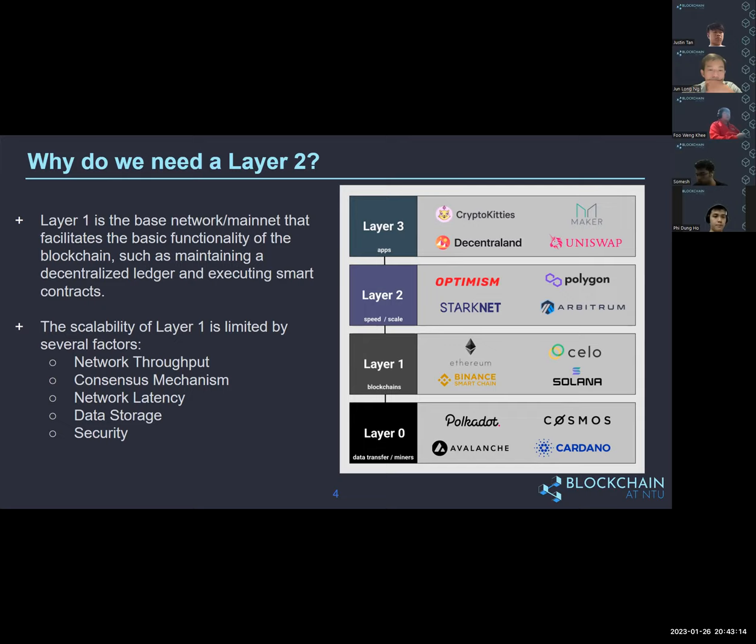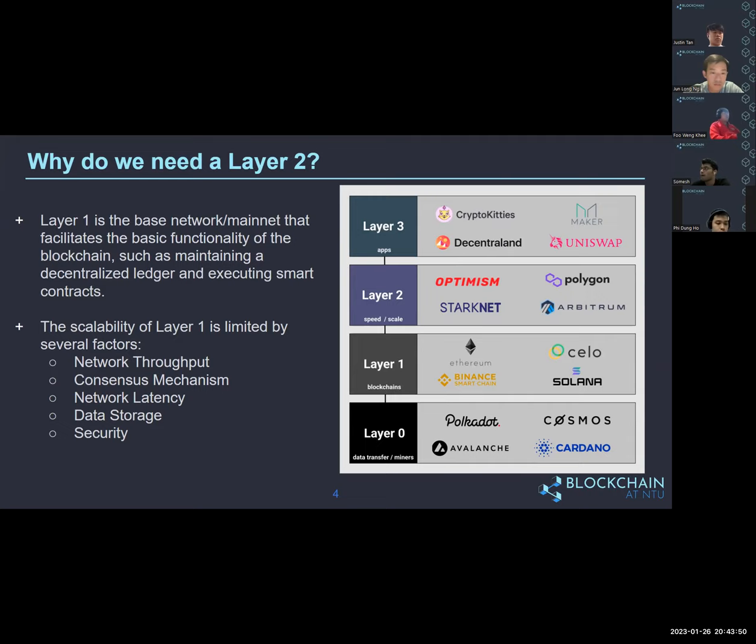Next is network latency. Transactions need to be propagated to all nodes in the network, and this can take time, especially in a large network. This can lead to delays in confirmation times, which will affect the overall scalability of the network. Next is data storage. Storing all the transaction data on the blockchain can consume a lot of storage space, which also makes it harder to scale the network. Lastly is security. Increasing the scalability of the network can make it less secure and more vulnerable to attacks from bad actors.